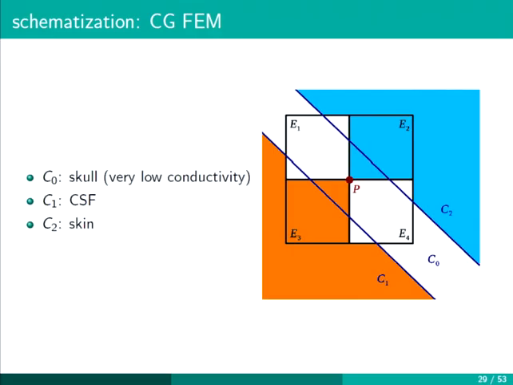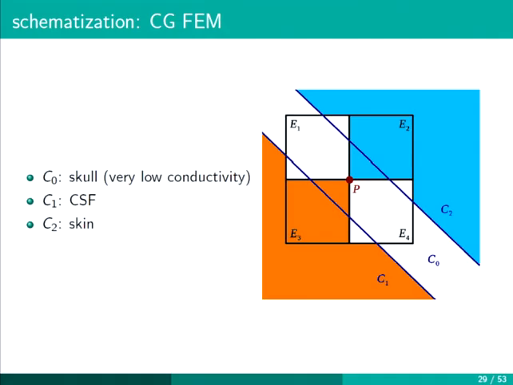For example, the white one can represent the skull. Then in the blue one is the CSF, and then the yellow is the skin. So we know that the skull has a really low conductivity, while the CSF, for example, has an extremely high conductivity. And in this specific case, in our mesh, there's only one point that is representing the skull. So in this case, the skull conductivity is represented only in a singular point.